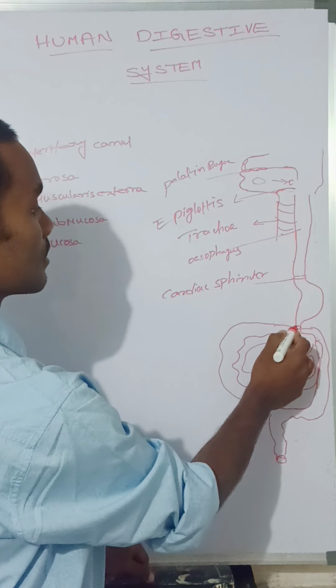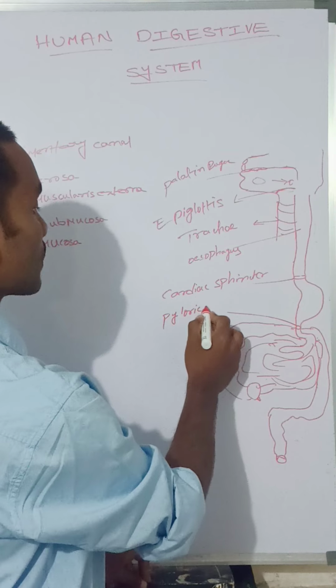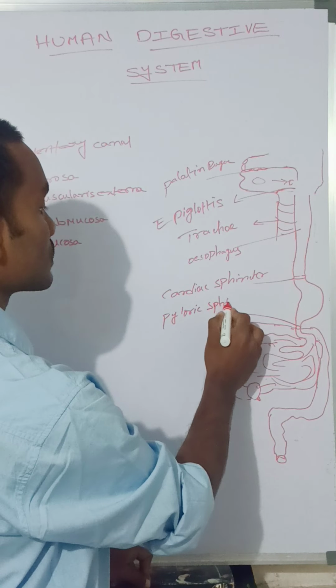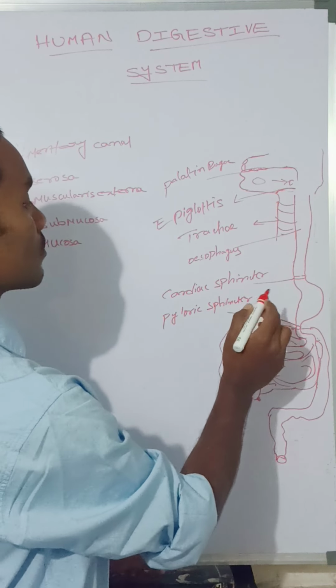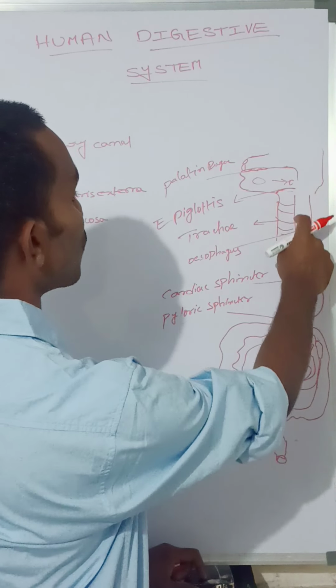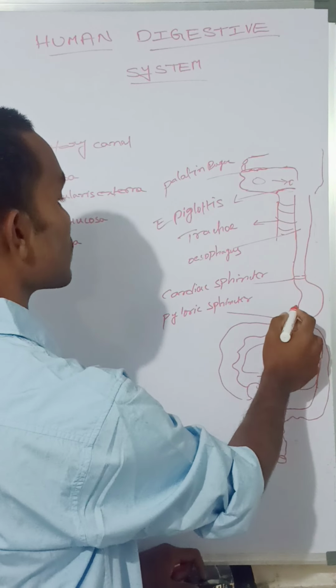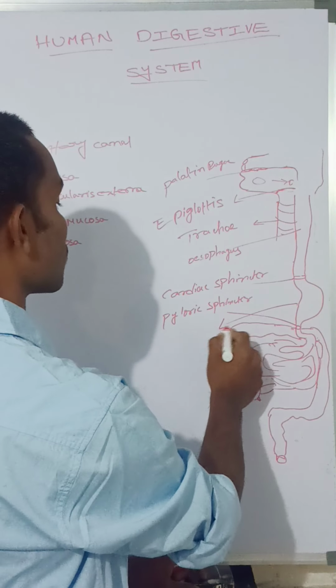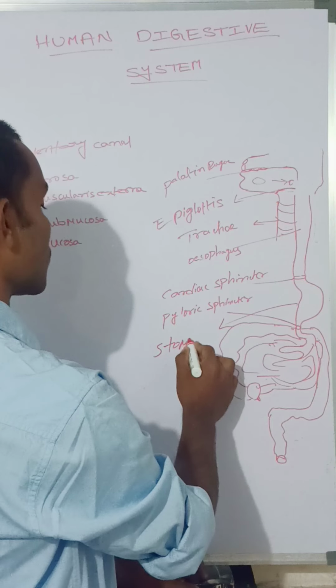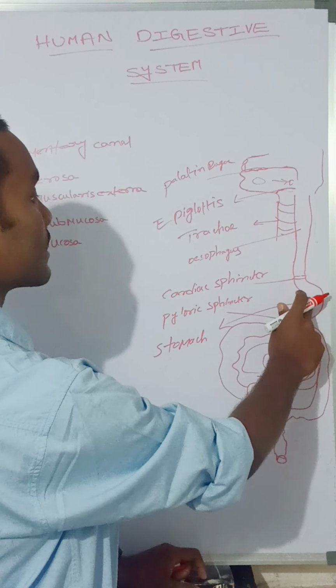This is the pyloric sphincter. Here the food, through peristaltic movement, is slowly deglutited into the stomach. This is the stomach. Slowly deglutited into the stomach.